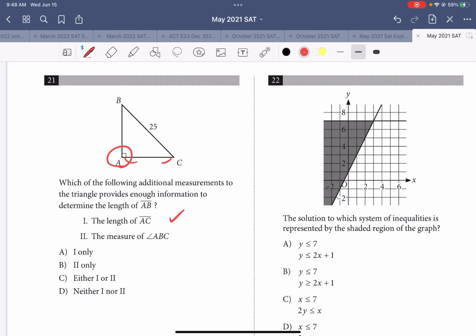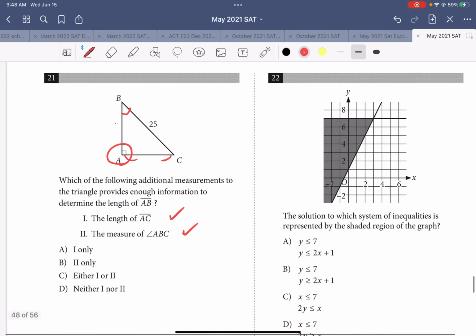So yes. What about the measure of angle ABC? If any other angle is given, then that is also true, because you can use, let's say this is X, a cosine, right? Cosine of angle B is X over 25. So as long as this angle is given, you can find X. It doesn't have to be that angle, it could be this angle too. Any angle given, then you can find the unknown side. So either 1 or 2, C.